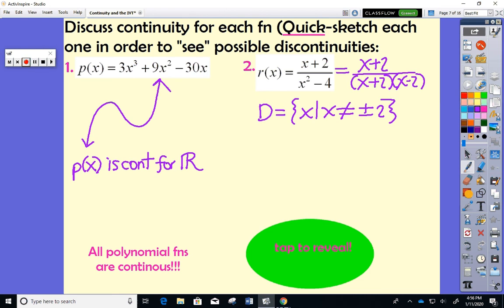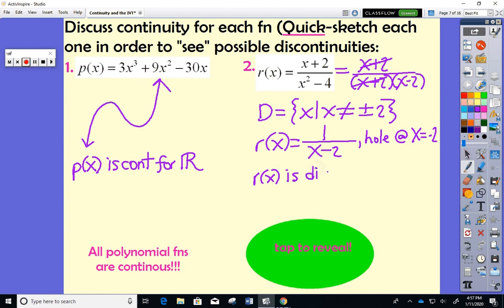So of course, I know that the X plus 2's cancel, so that R of X becomes 1 over X minus 2 with a hole at X equals negative 2, since it was X plus 2 that canceled out. So guys, I know that R of X is discontinuous at both X equals plus or minus 2.